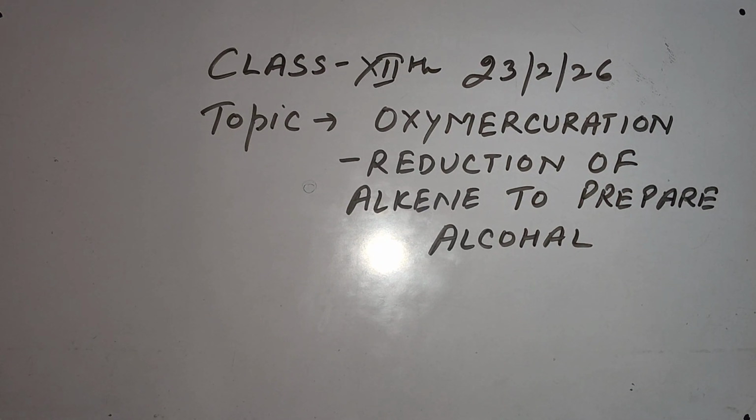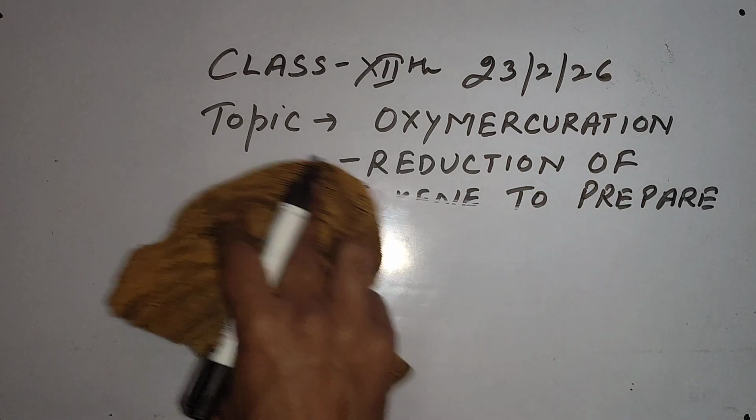Hello everyone, class 12th. Topic is oxymercuration reduction of alkene to prepare alcohol. Yesterday we have done hydroboration oxidation of alkene to prepare alcohol. Now we have this. Let's check what the reaction is.